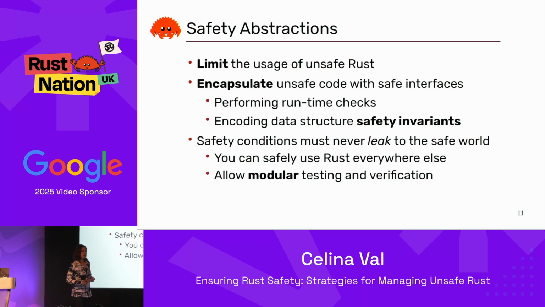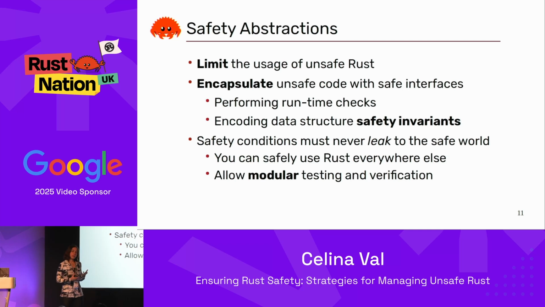So when we're designing for safety, as I mentioned, we really want to limit the usage of unsafe Rust, because we don't want to have to worry about safety in your entire crate. So that's why we create these safety abstractions. Safety abstractions are basically safe functions that are able to use unsafe inside safely. And usually you encapsulate that unsafe code with those safe interfaces. And that could also include a type.